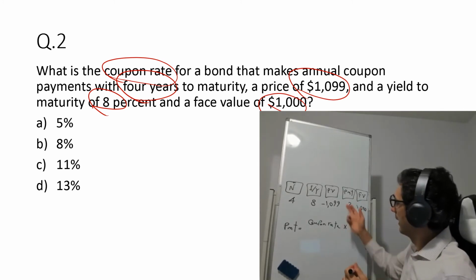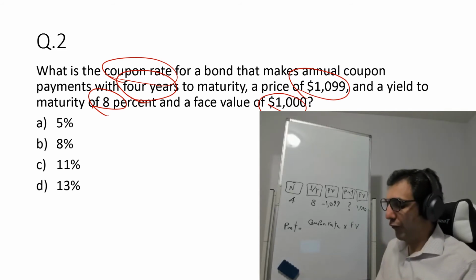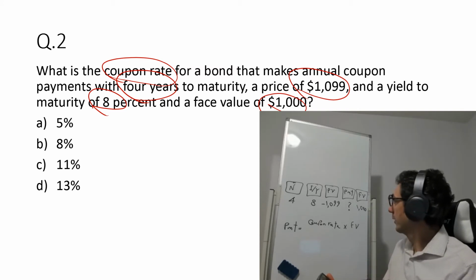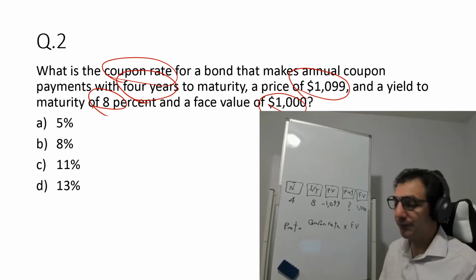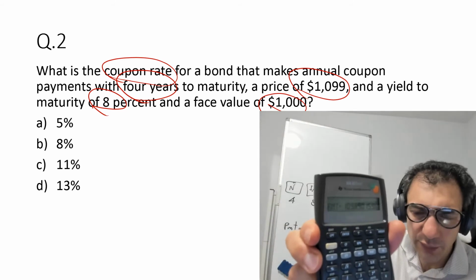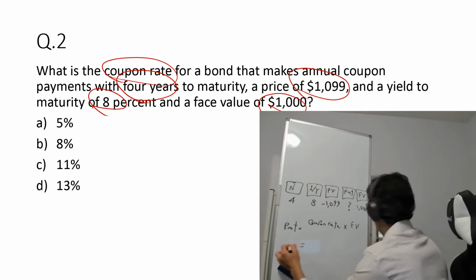Now let's go and calculate the payment by using our calculator. So 4 N, 8 I, 1099 negative PV. I skip PMT because that's the one we're looking for, it's not given, and 1000 FV. And you are computing the payment. So here is the payment I found. As you see, it's 109.89.